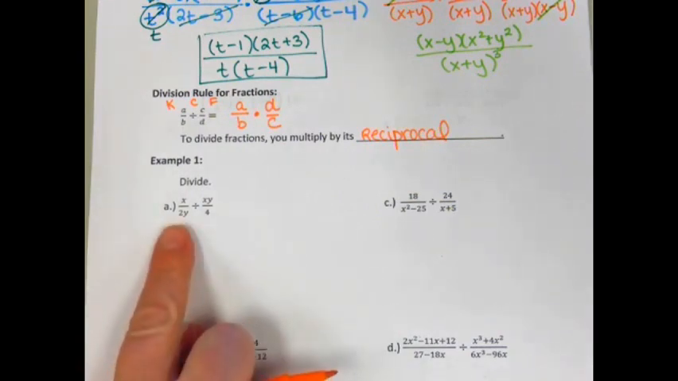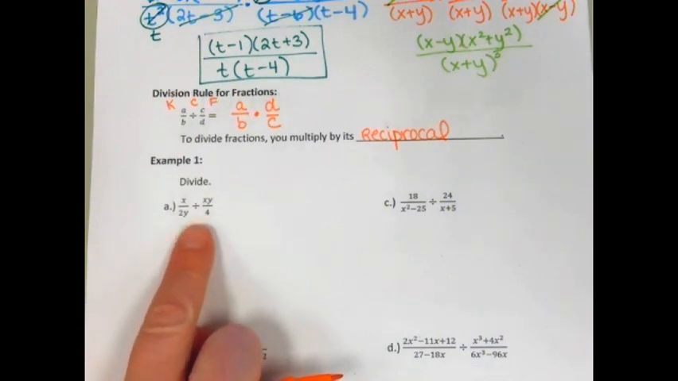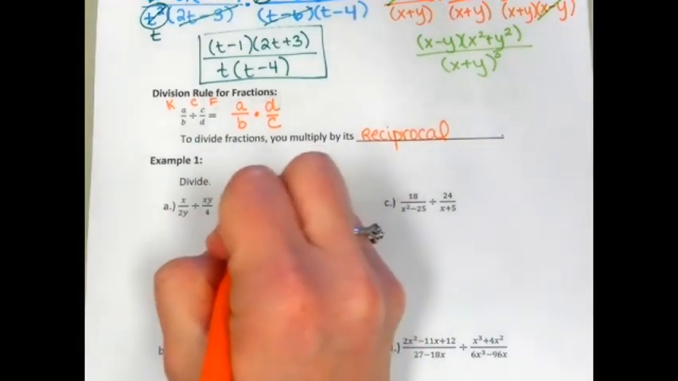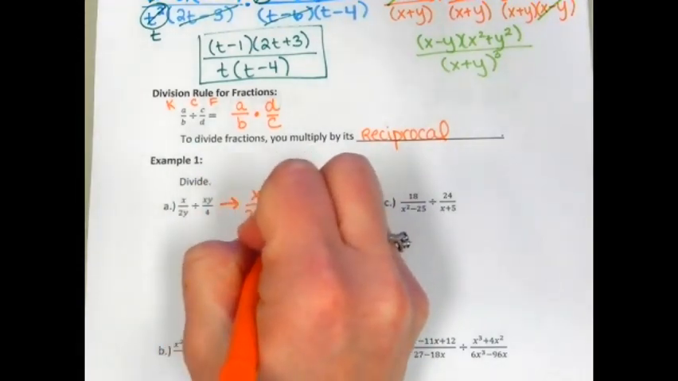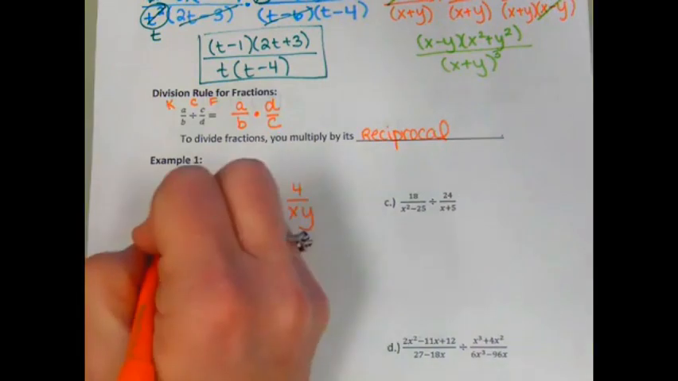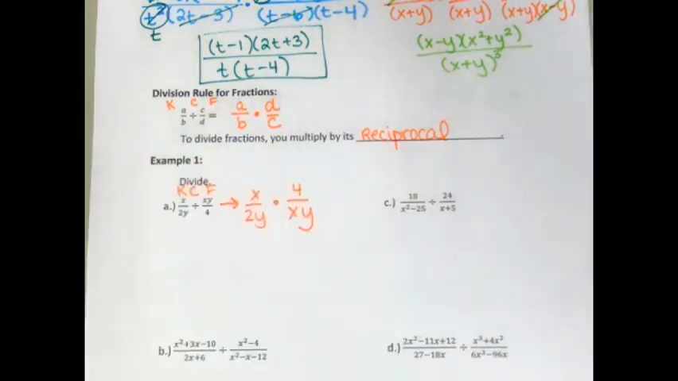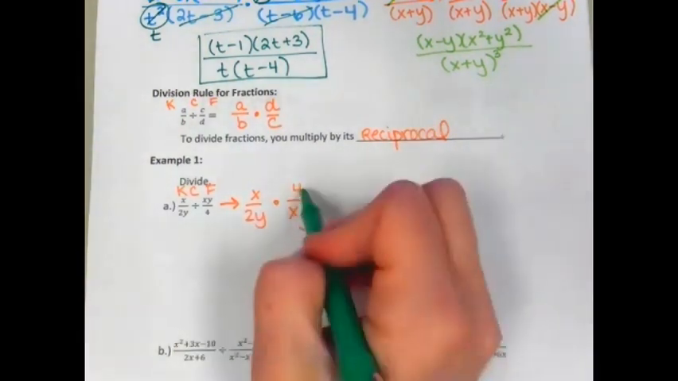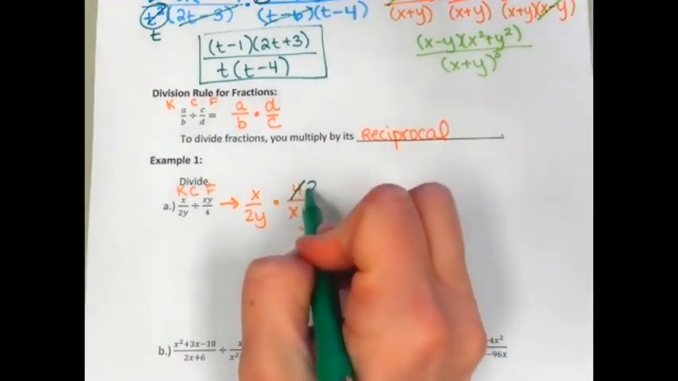So if we see x over 2y divided by xy over 4, this is actually the same thing as x over 2y times what? 4 over x times y. So we keep it, we change it, we flip it. Now, can we simplify? What can be the first thing to simplify? 2 and the 4, right? And what does 2 over 4 or 4 over 2 simplify to? 2 over 1.